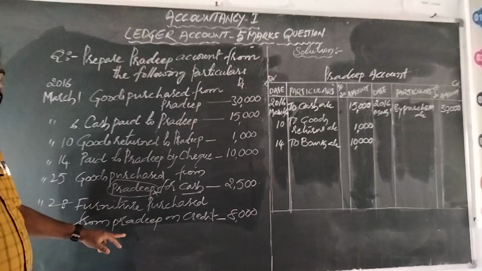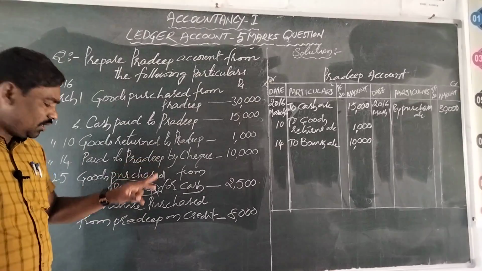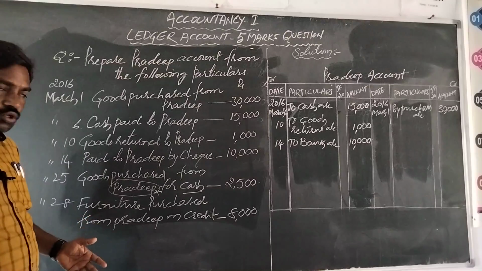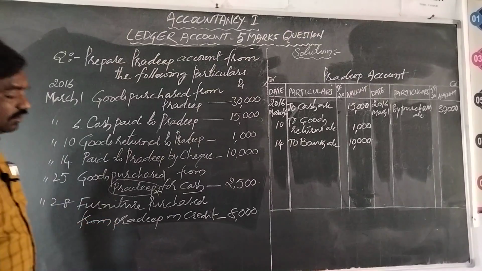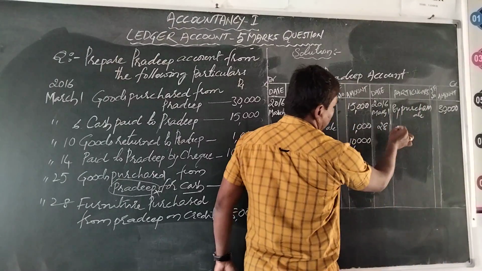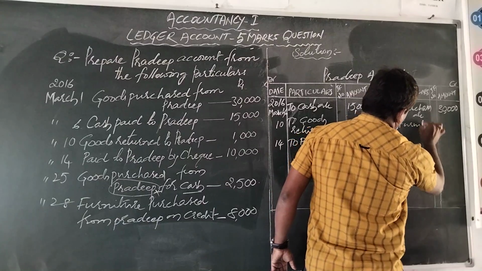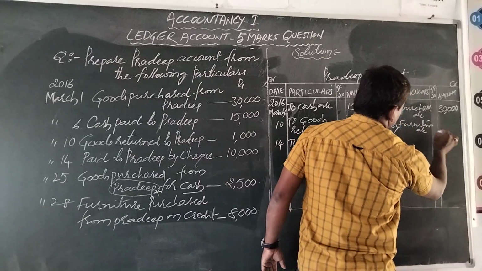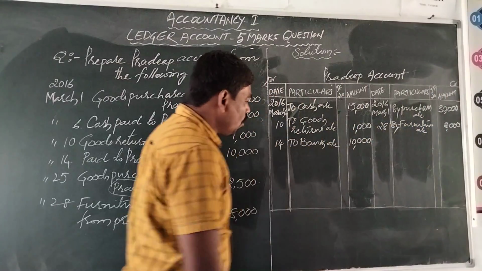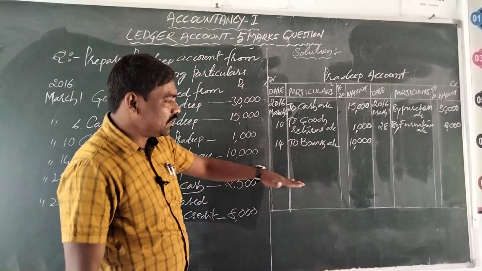When we purchase the furniture from Pradeep, here Pradeep is the receiver or the giver? Giver account should be credited. So then on March 28th, you write in the Pradeep account on the credit side, by furniture account rupees 8,000. Now we have to find the balance, or we need to balance the account.